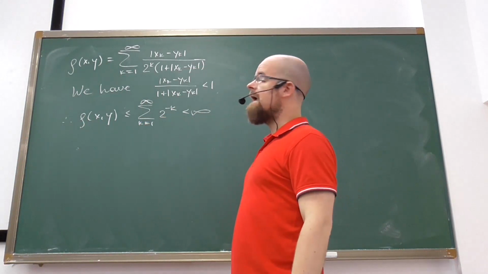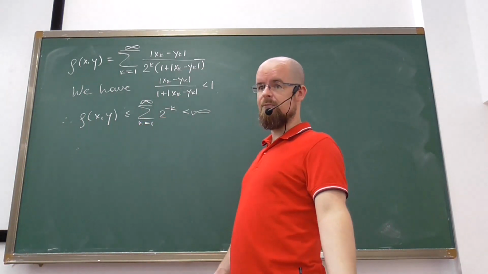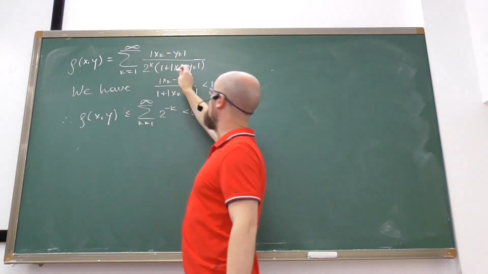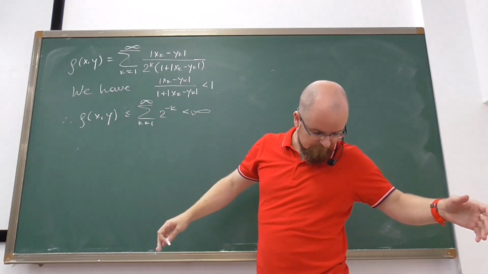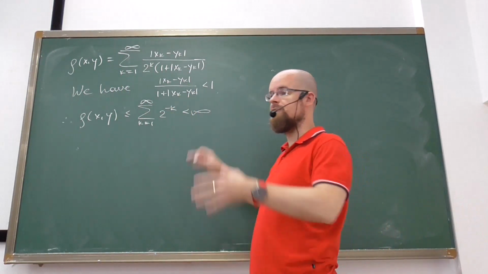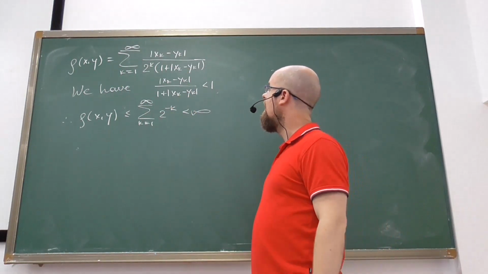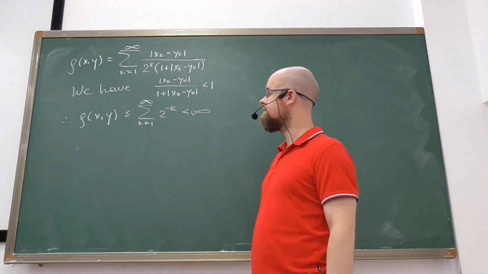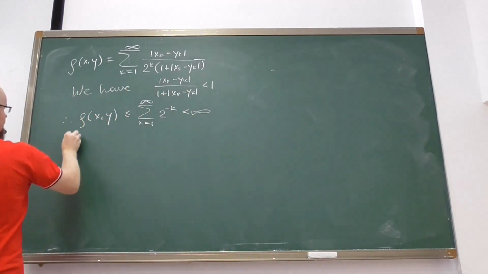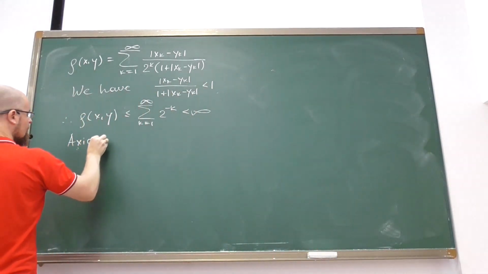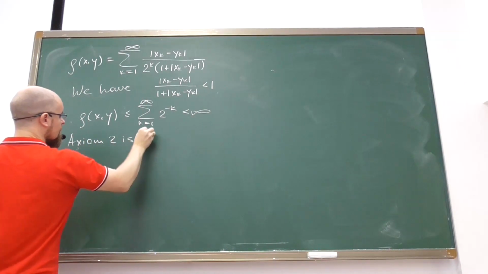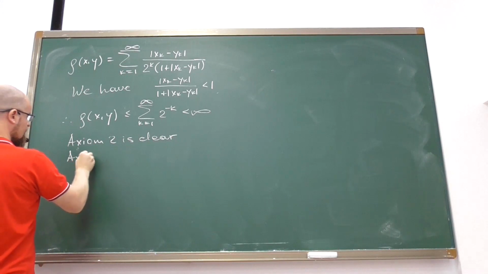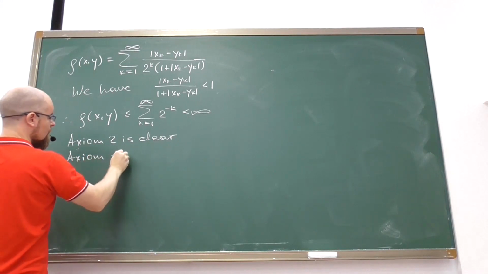So axiom 2 is the simplest, as typical. If we swap x and y, we swap it here, and by the properties of absolute values, we get exactly the same value. What about axiom 1? Axiom 1.